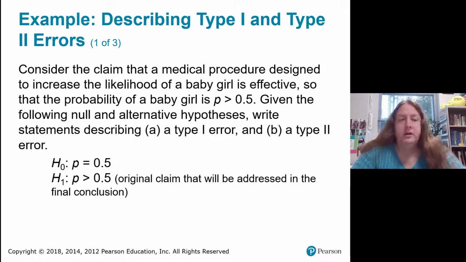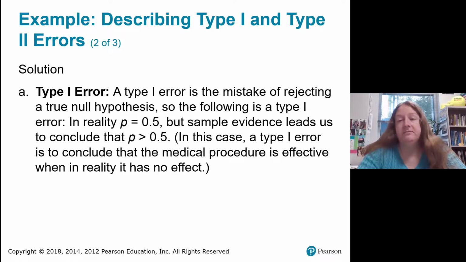So when we're describing types of error, we want to consider this claim where we are looking again at this idea of increasing the likelihood of a baby girl, whether that's effective or not. So we want to describe how type 1 error and type 2 error could happen when our null hypothesis is P equals 0.5 and our alternative hypothesis is that P is greater than 0.5.